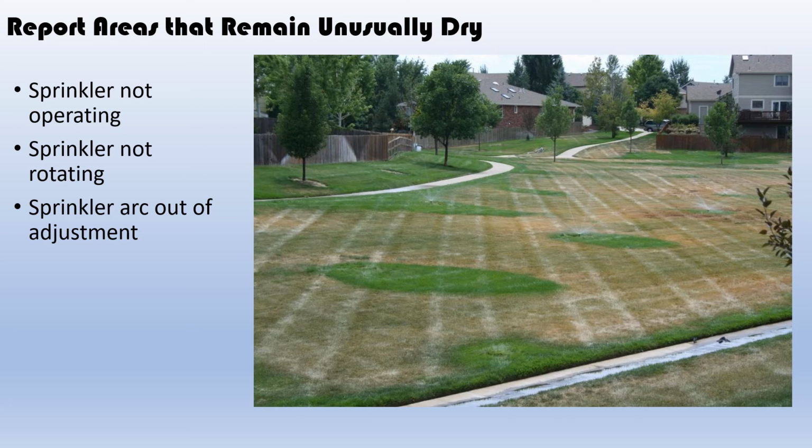So sprinkler arcs out of adjustment, sprinklers not rotating, or the sprinkler not running at all are all going to result in uniform patterns of drought stress on the golf course. And if you happen to notice this or identify this, that's something we would want to know about so that we can address the problem.